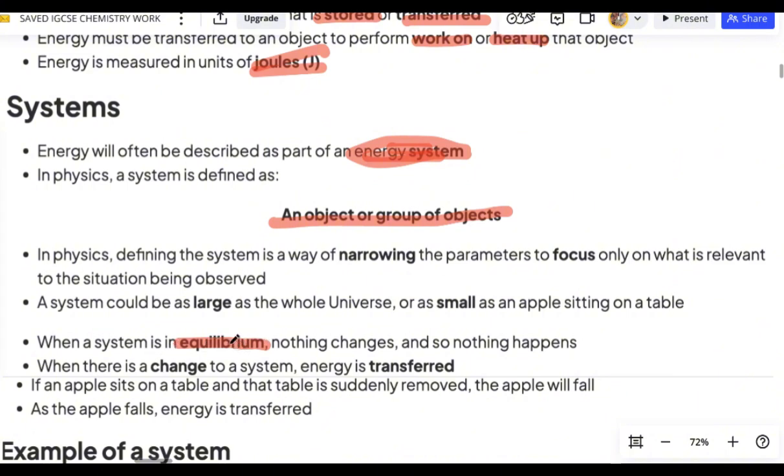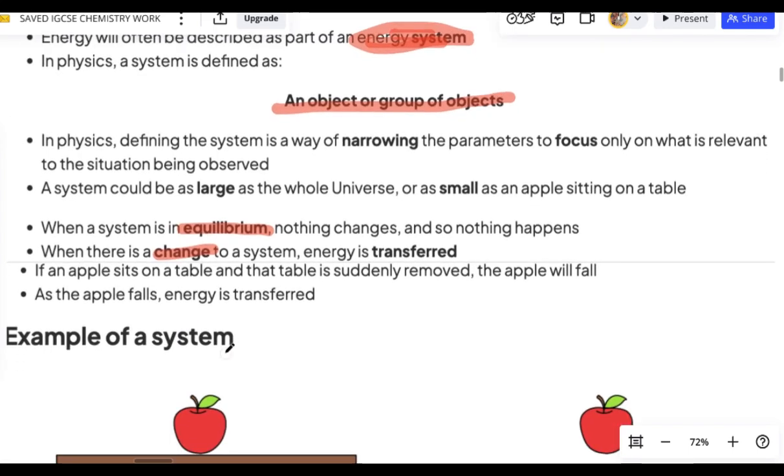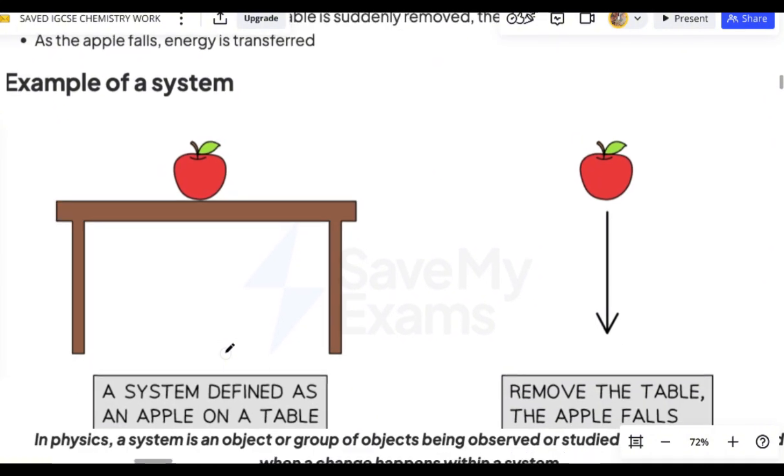So when something is in equilibrium, the algebraic sum of the energy on the left side equals the algebraic sum of the energy on the right side. So there is no net energy. Net energy equals 0, or the resultant energy equals 0. But when the system changes, it means there is energy transfer to either side of the reaction or the system. When there is a change, energy has been transferred to either the forward side or the backward side. Let's take a look at an example of a system.